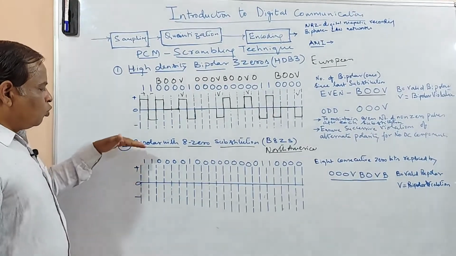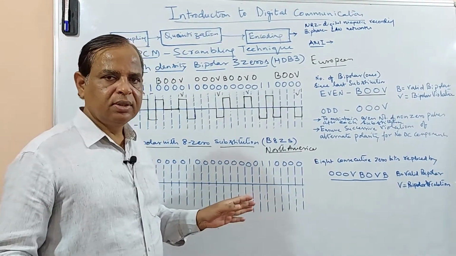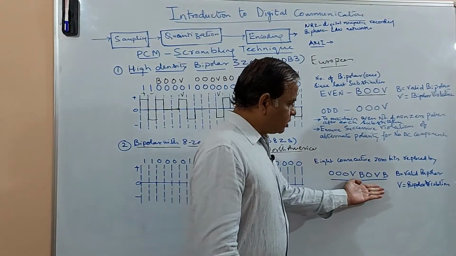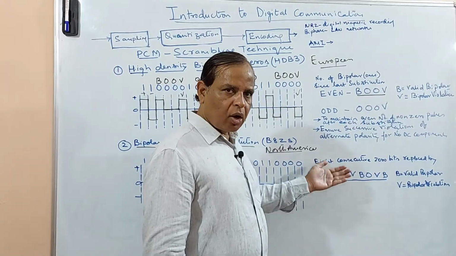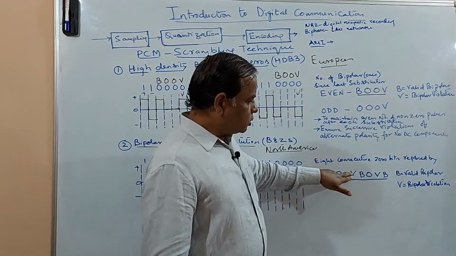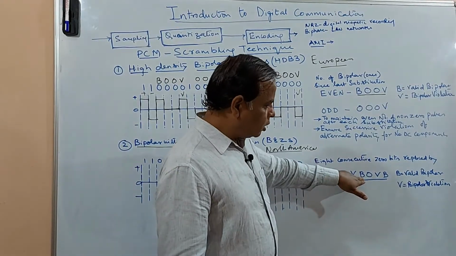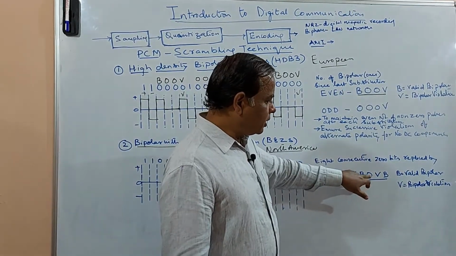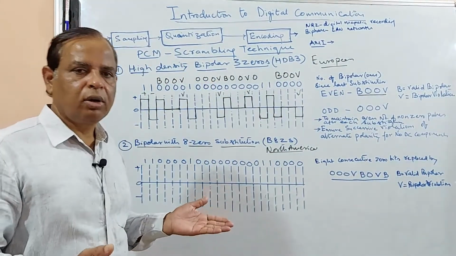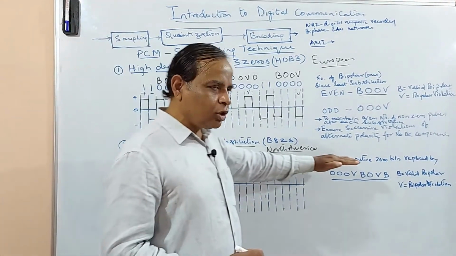Now, I have taken the same code here, and this particular B8ZS is very simple. What you simply have to do is all the consecutive 8 zeros should be replaced with this particular code: 3 zeros followed by a violation, then B, a valid bipolar pulse, then 0, V, B. That's it. Just remember this code, and your problem is solved. Very simple.